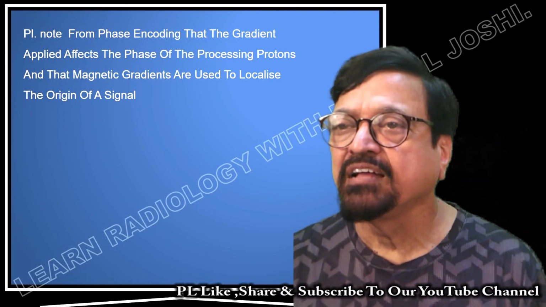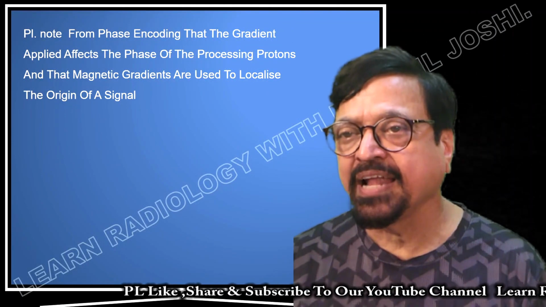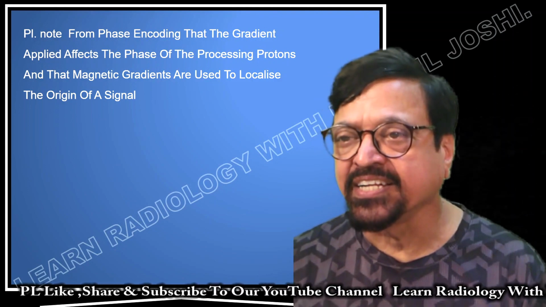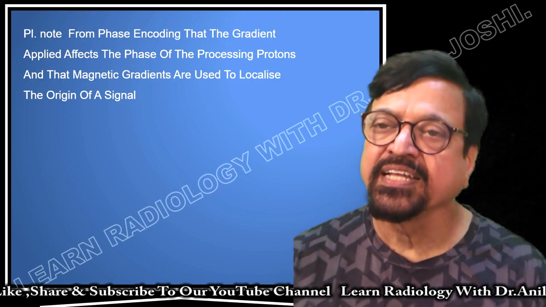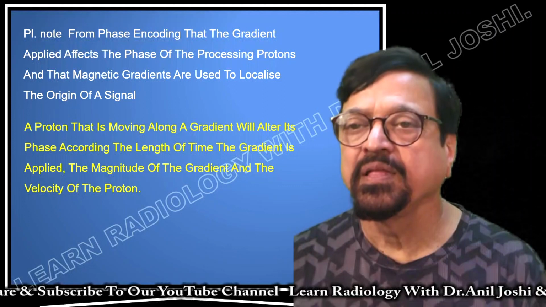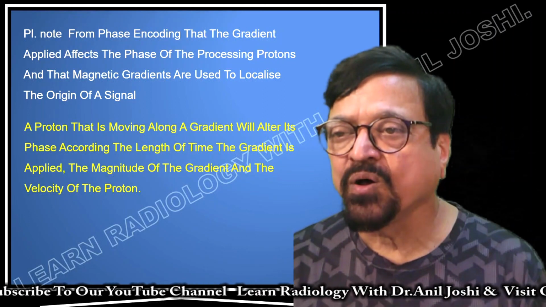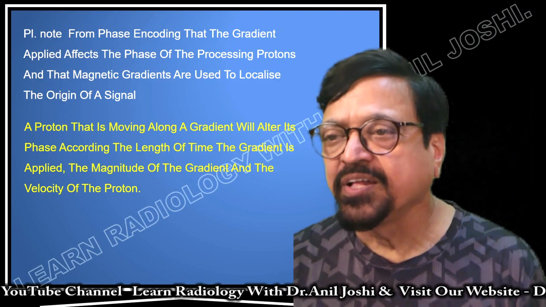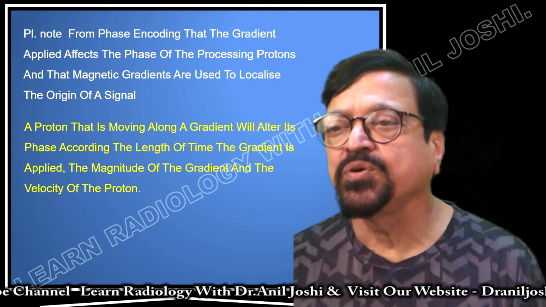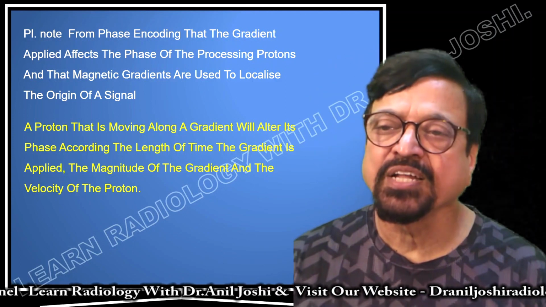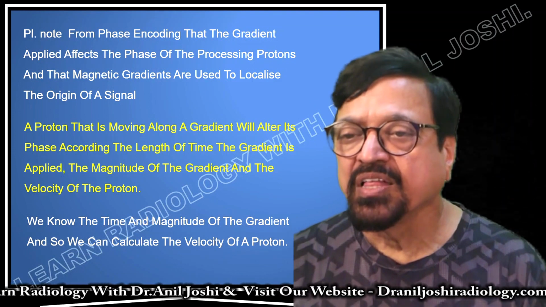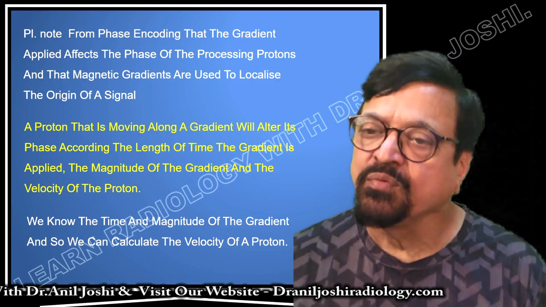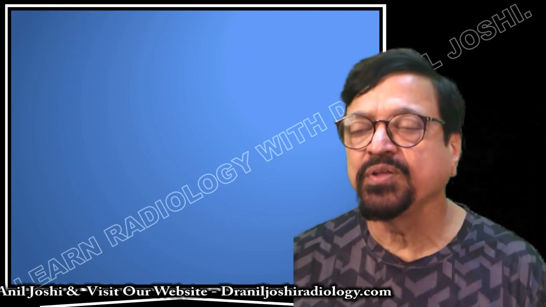Please note from phase coding that the gradient applied affects the phase of the precessing protons, and the magnetic gradients are used to localize the origin of a signal. A proton that is moving along the gradient will alter the phase coding, depending on the length of time the gradient is applied, the magnitude of the gradient and the velocity of the proton. We know the time and magnitude of the gradient, and so we can calculate the velocity of a proton which is moving.